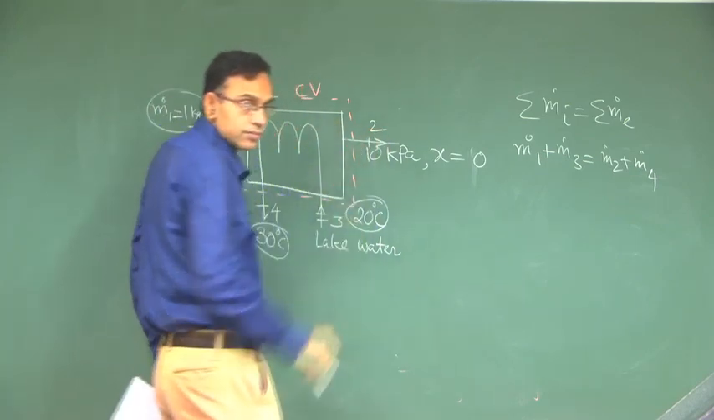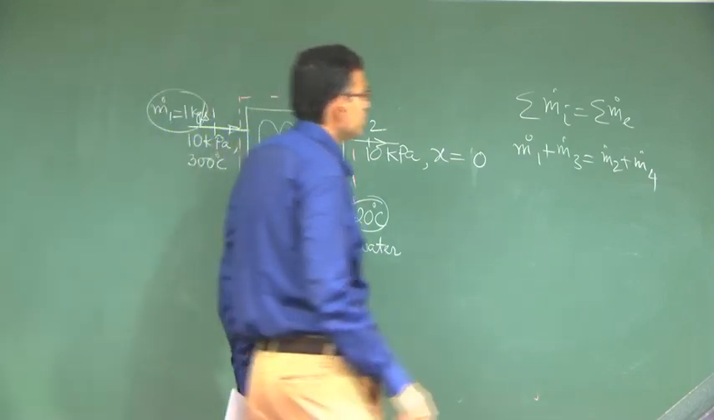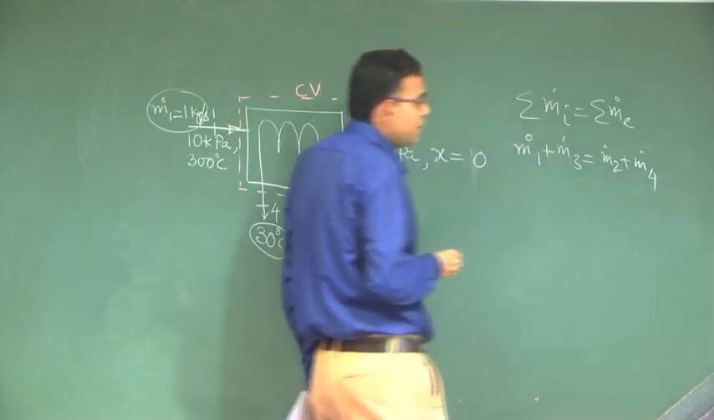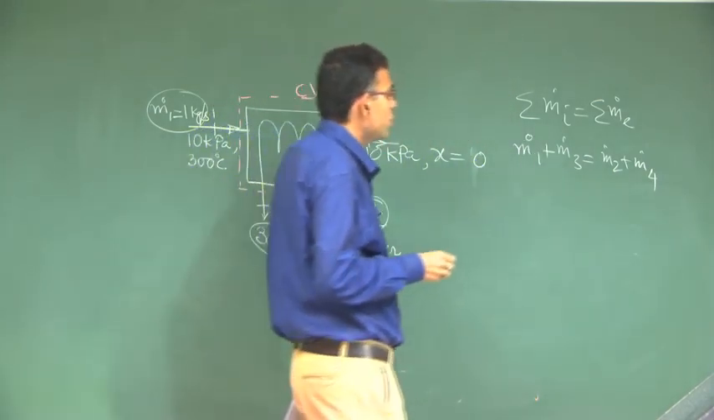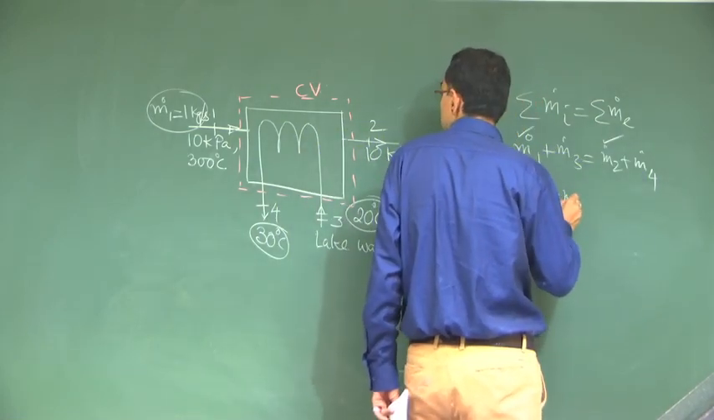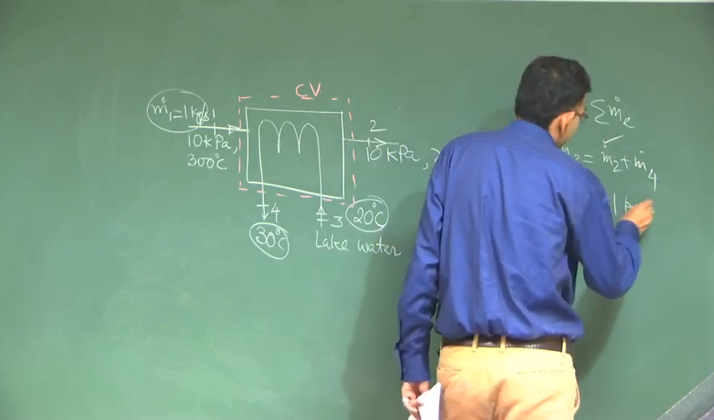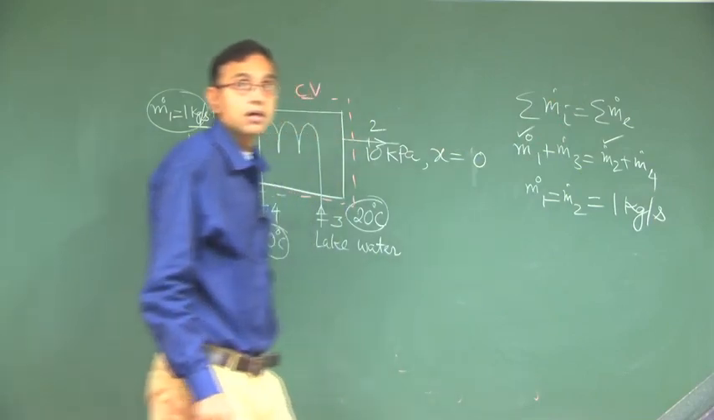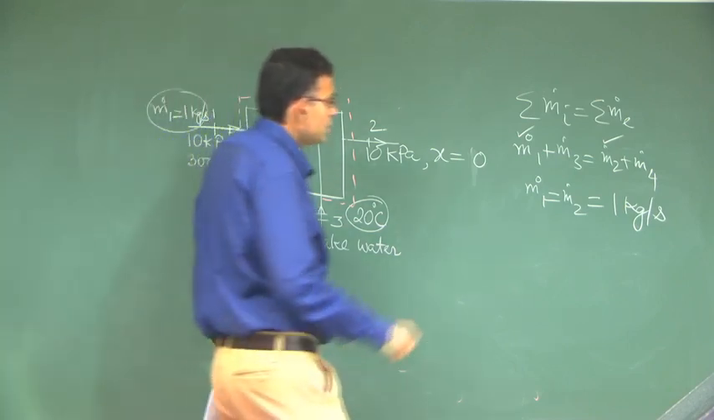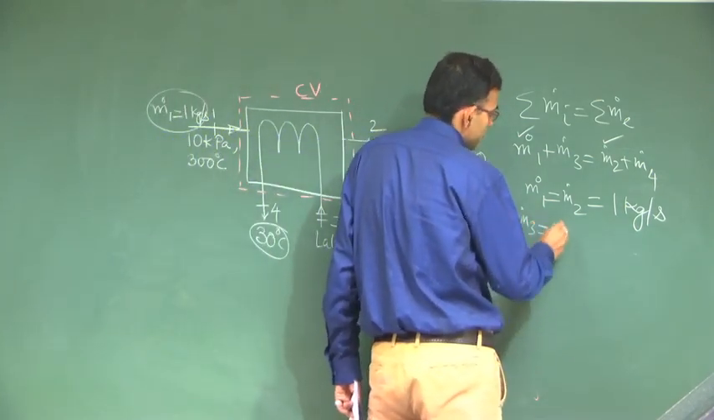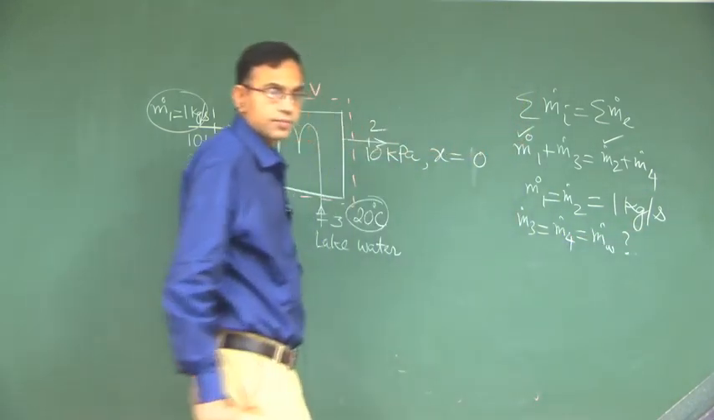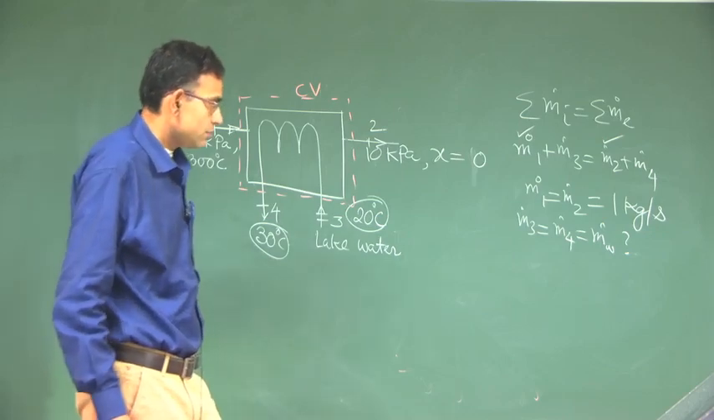The same is m dot 2. So, m dot 1 is equal to m dot 2, this is 1 kg per second, and m dot 3 you do not know what it is, that is m dot water, but they are equal.